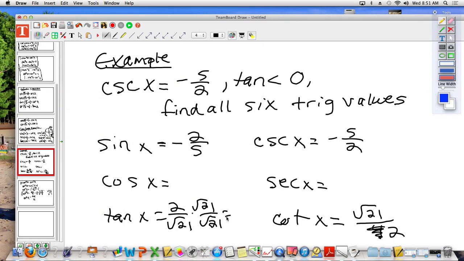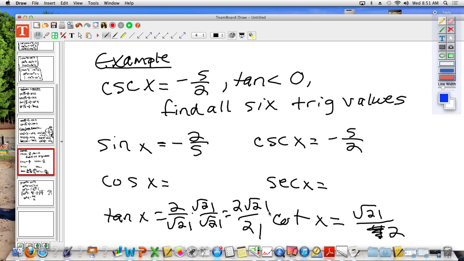All right, what is the square root of 21 times the square root of 21? 21. And then what is 2 times the square root of 21? 2 times the square root of 21. All right, so now what we need to do is figure out what we have missing. What do we have missing? We have cosine and cosecant. So if we can figure out what one of them is, then we have the other one as well.